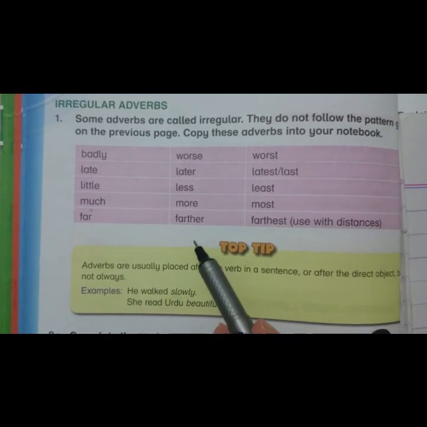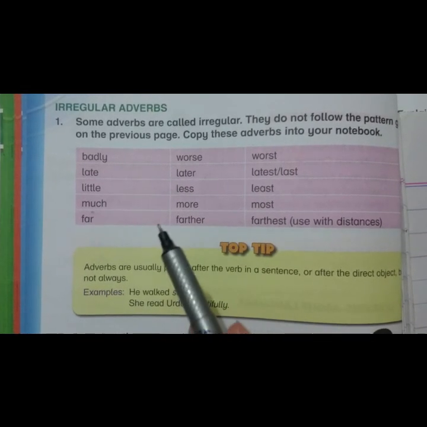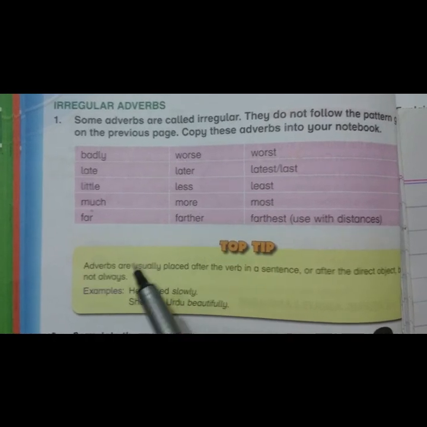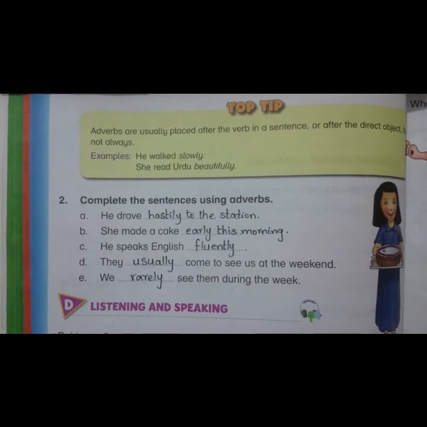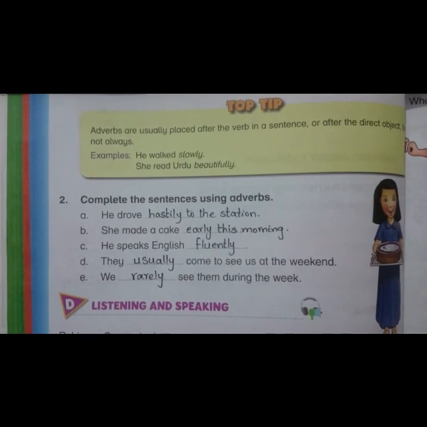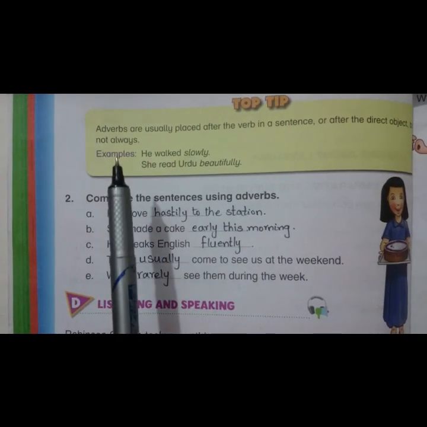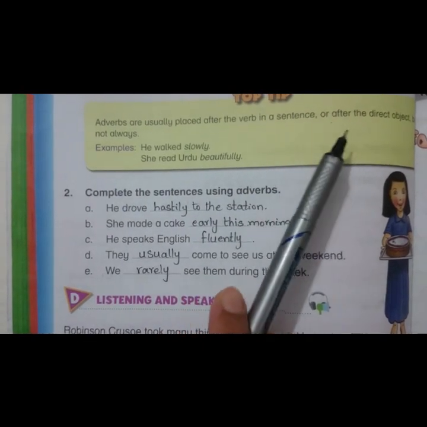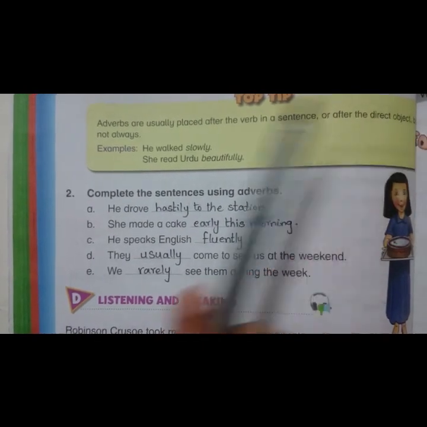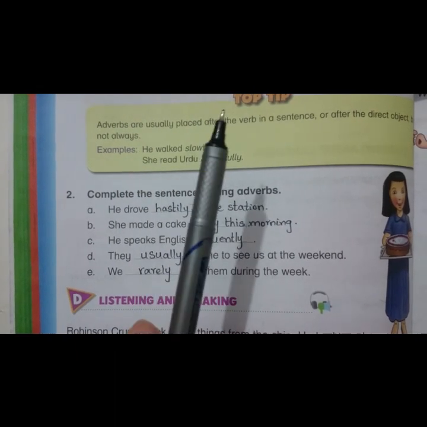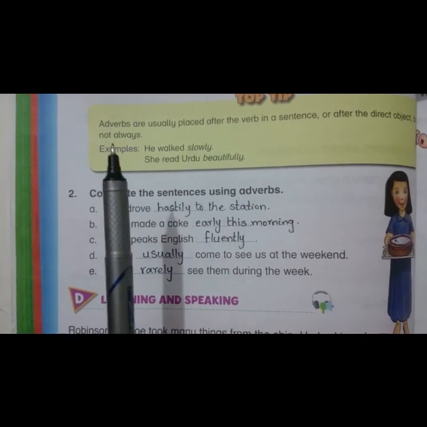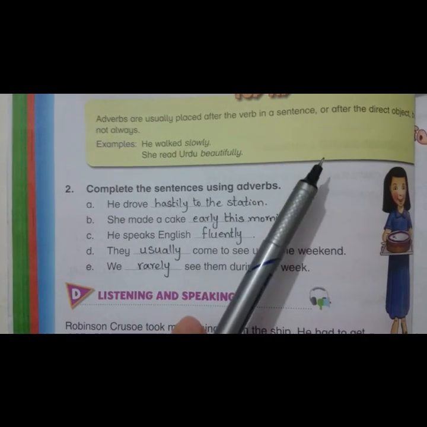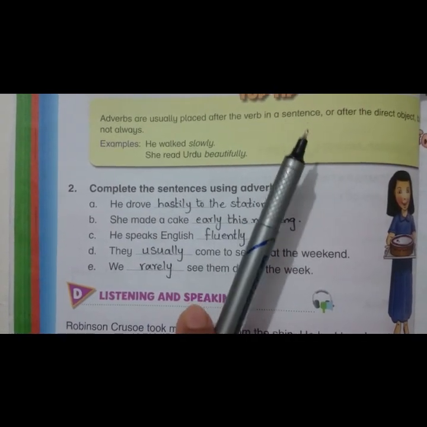So this was the first question that was related to irregular adverbs. Try to learn and memorize this one. Now we will move towards the second one. The second part is telling us more about the adverb, that adverbs are usually placed after the verb in a sentence or after the direct object, but not always. So what's actually the location of an adverb? It is usually placed after the verb in a sentence or after the direct object, but not always.